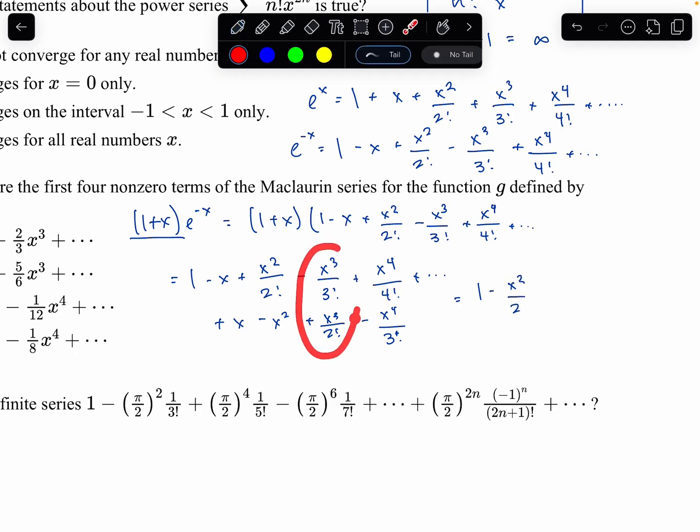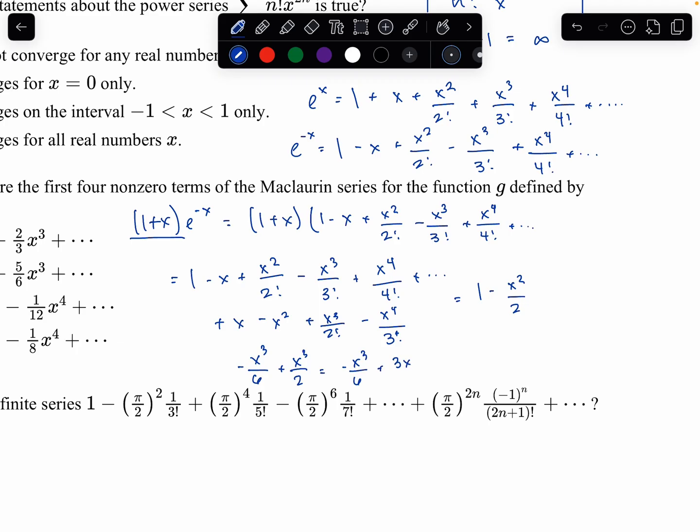And then I have x to the third, so I have negative x to the third over 3 factorial, which is 6, and then plus x to the third over 2 factorial, which is 2, and that's equal to negative x to the third over 6 plus 3 x to the third over 6, which is equal to 2 x to the third over 6, which is equal to x to the third over 3. So plus x to the third over 3.